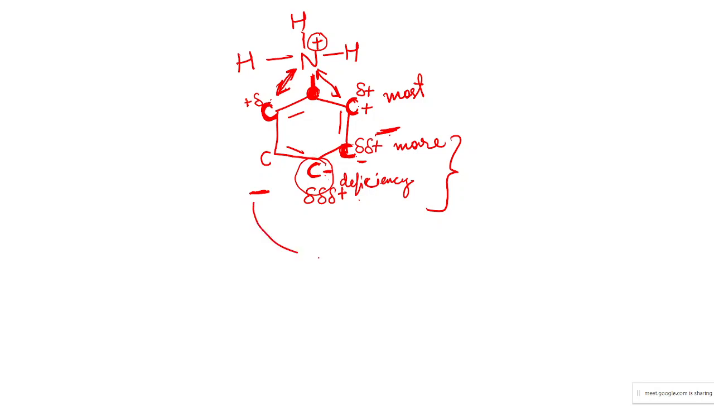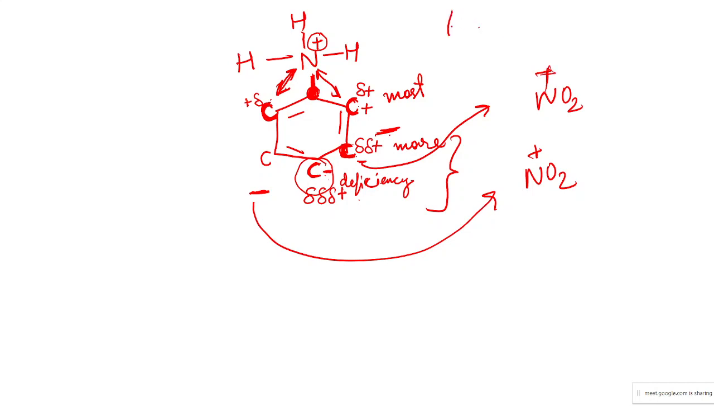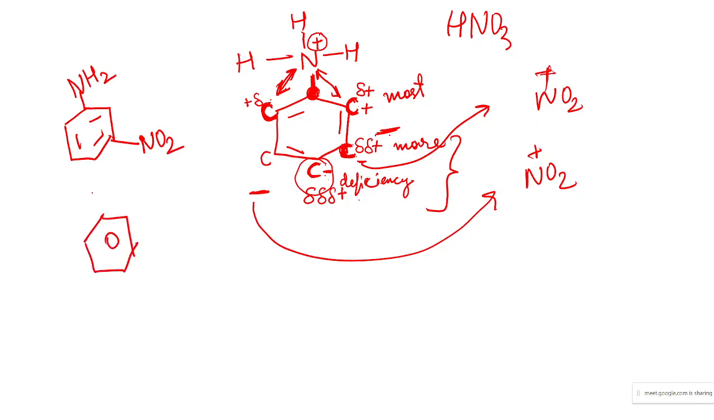So here this negative can go and attack that NO2 positive. Similarly from here this negative can go and attack that NO2 positive, which will be from HNO3, the nitric acid we are using. You will get two products. The major two products in these two cases will be NH2 with one meta product, and one para product. These two products are your major products.